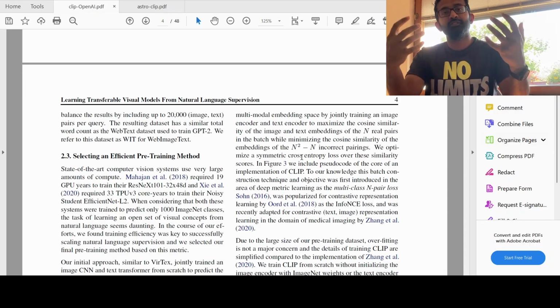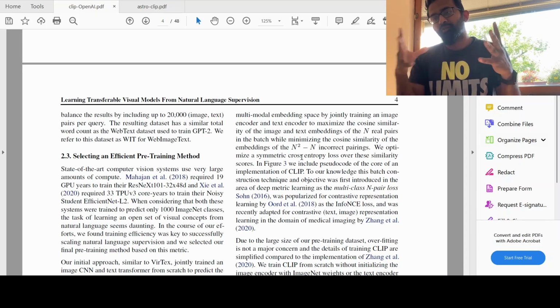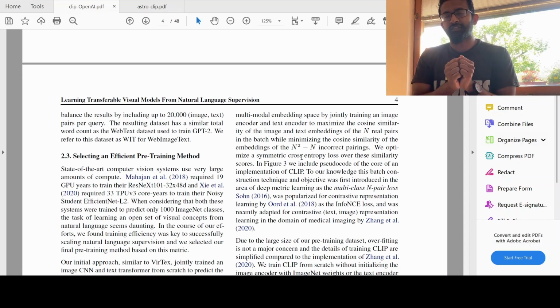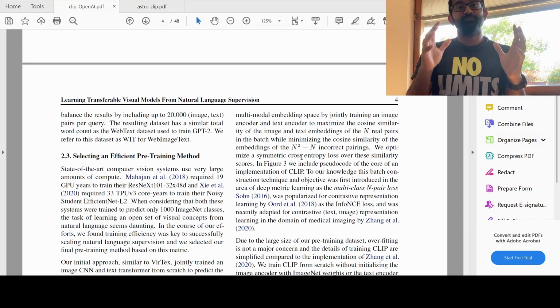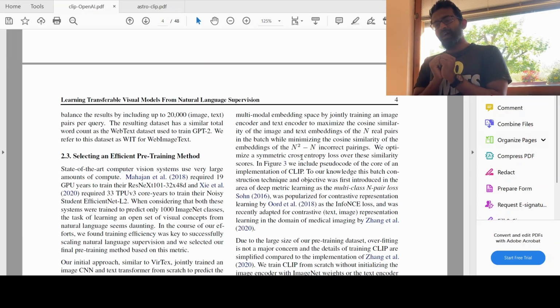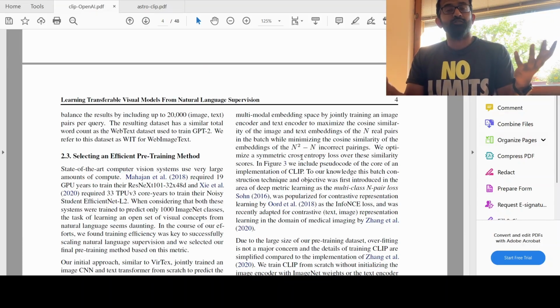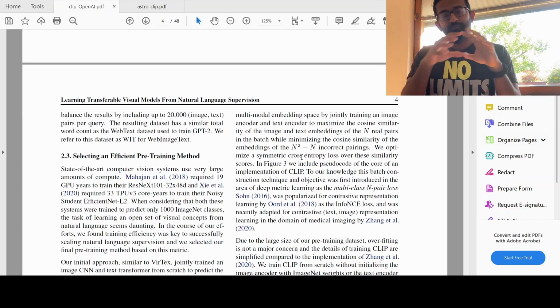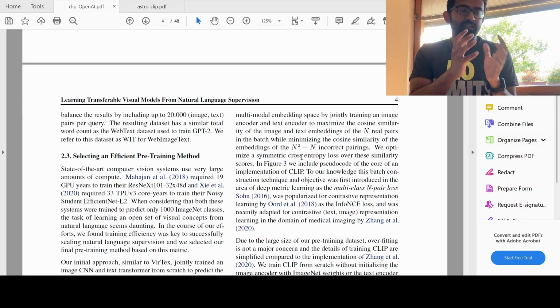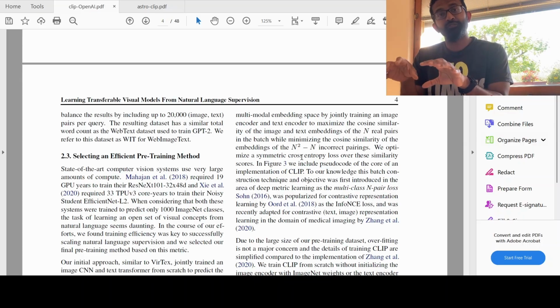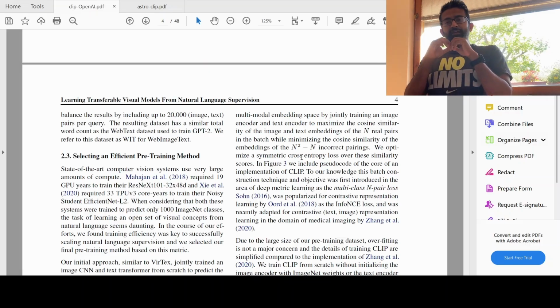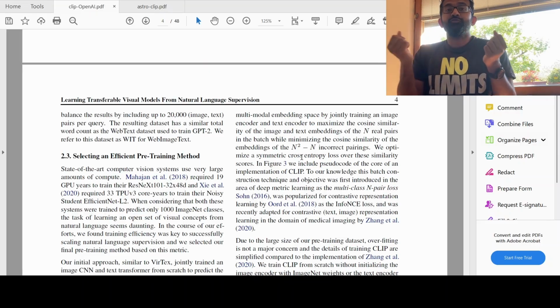So N squared is the total number of combinations, and the number of incorrect pairings is N squared minus N. At this point, we have this representative set of true and false: N image-text pairs where the text actually describes what the image shows, and the other N squared minus N, which are basically trying to confuse the network.